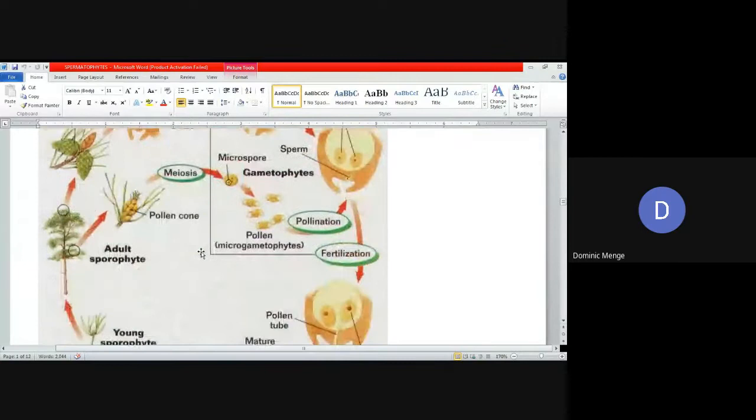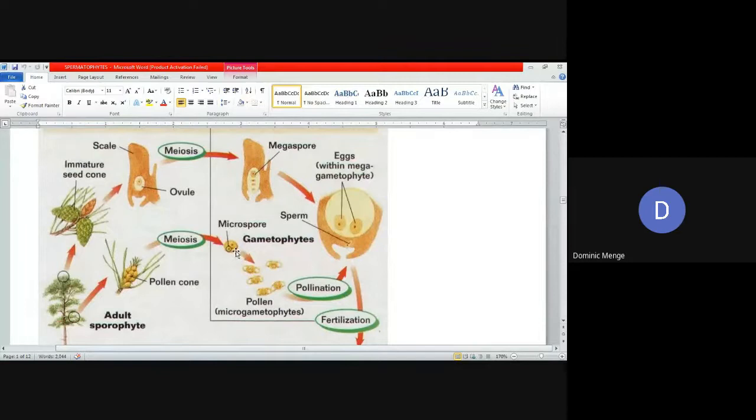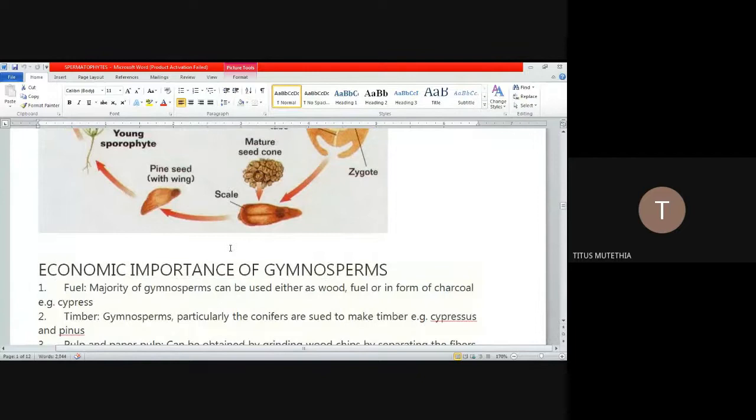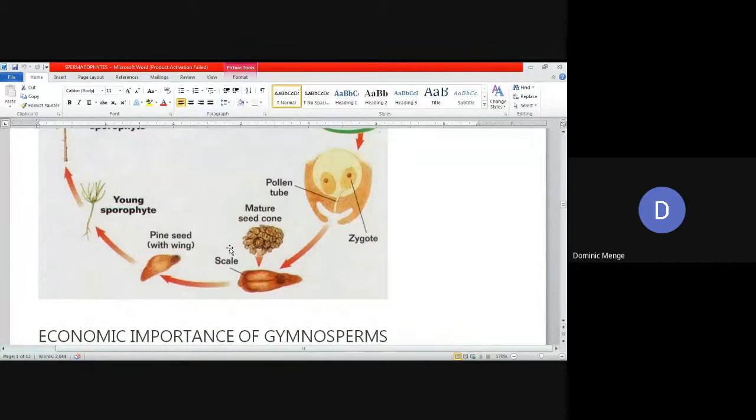So ideally, I've used another diagram to express what I mean. You can see there, we have an immature cone, adult sporophyte, then through meiosis they produce megaspores and microspores, or pollen grains. Then down there, there's a zygote, a pine winged seed, and a young sporophyte, the development of a young sporophyte.